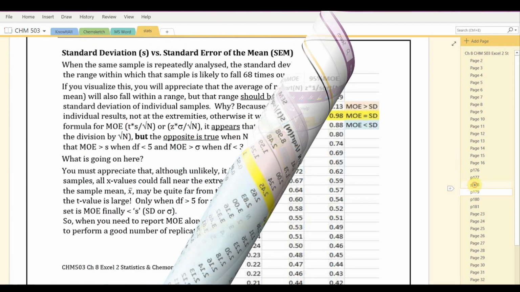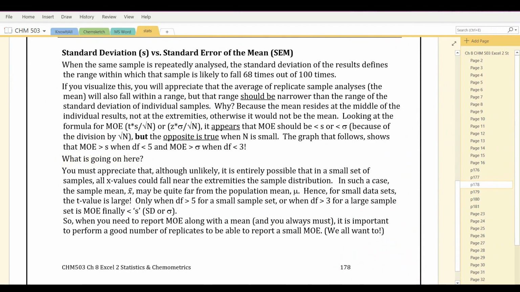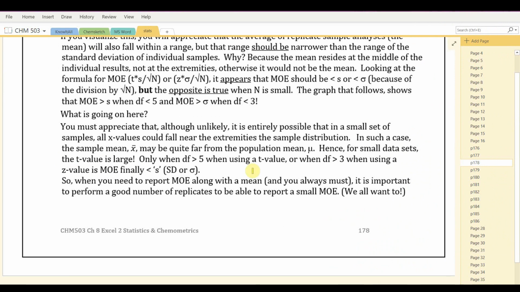Back to page 178. So just so you don't miss it, what's going on here? You must appreciate that although unlikely, it is entirely possible that in a small set of samples, all the x values could fall right near the extremities of the sample distribution. In such a case, the sample mean x bar could be quite far from the population mean, and hence, for small data sets, the t value is really large. And it's only when the degrees of freedom is greater than 5, when using a t value, or degrees of freedom greater than 3 when using a z-value, is the margin of error finally less than the calculated S, either standard deviation or sigma.